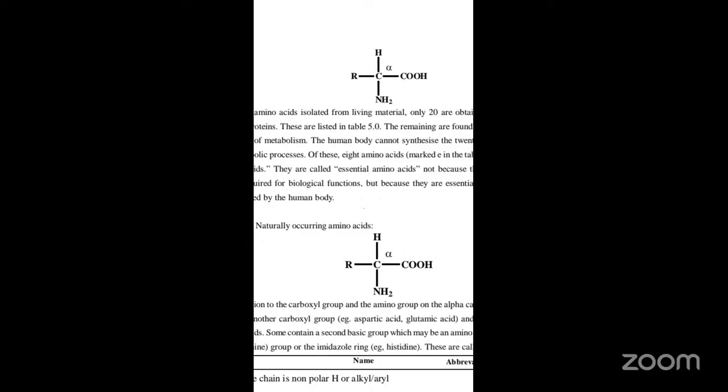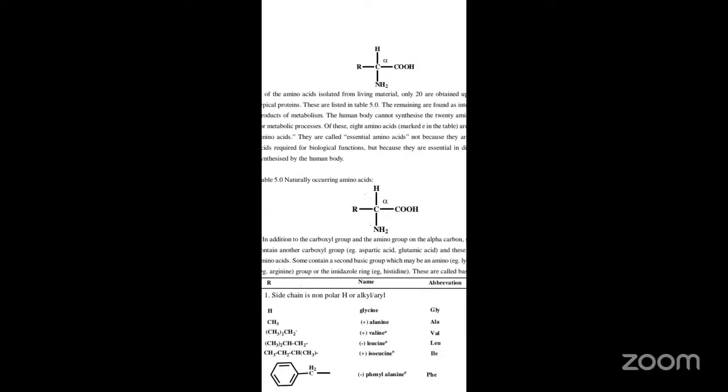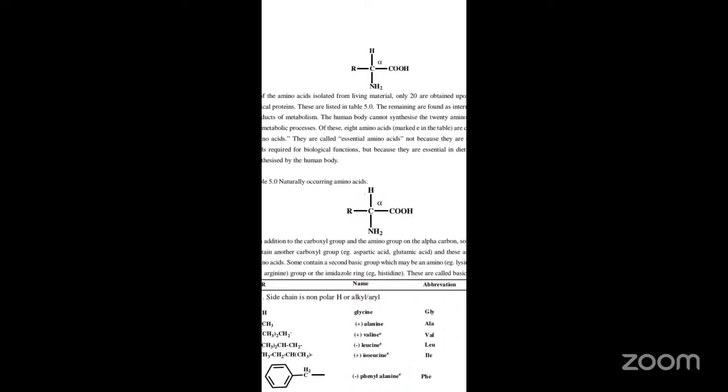And here we classify these amino acids based on their structures and based on their occurrence. Based on structure, we have three types: acidic amino acids, neutral amino acids, and basic amino acids. And based on their availability, we have classified them into two types: essential amino acids and non-essential amino acids. Out of 23, eight amino acids are essential amino acids.